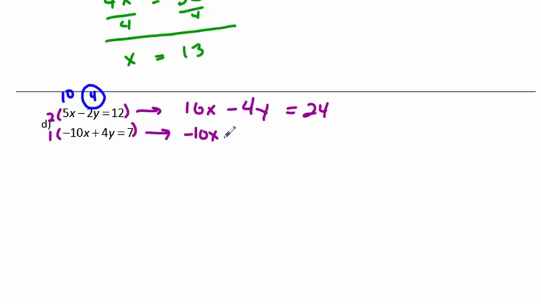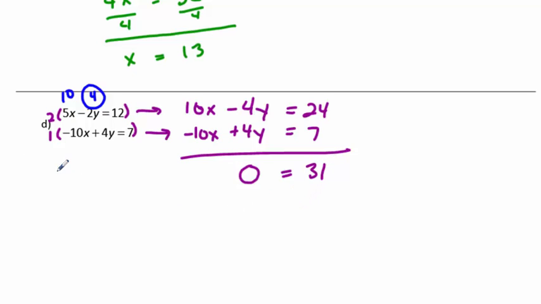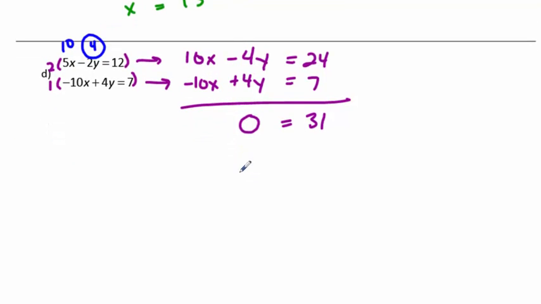And negative 10x plus 4y equals 7. Negative 10x minus 10x is 0x. Negative 4y plus 4y is 0y. So you have nothing on the left-hand side, equals, and then 24 plus 7 is 31. This is not a true statement, so the answer is no solution.